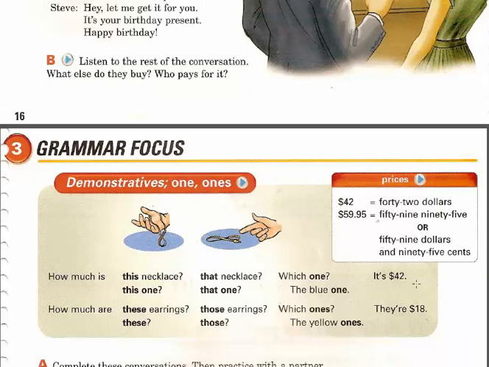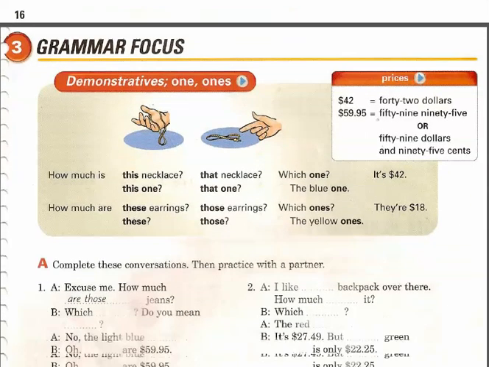It's $22. Also here, how much are these earrings? If the earrings are very near to you, you should use these. If they are far, you should use those. You can also delete earrings and put ones instead. The yellow ones, which ones? They're $18.